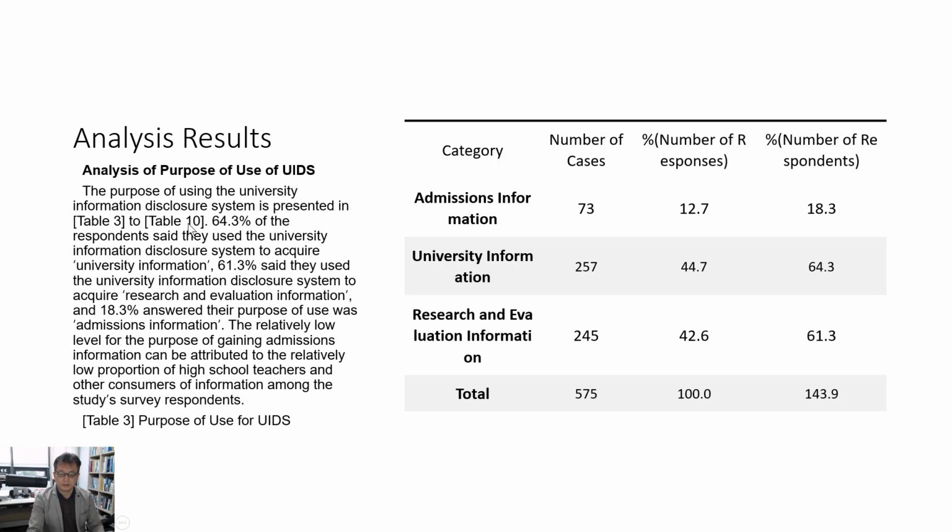Analysis results. Analysis of the purpose of use of the University Information Disclosure System. The purpose of using the university information disclosure system is presented in Table 3 to Table 10.